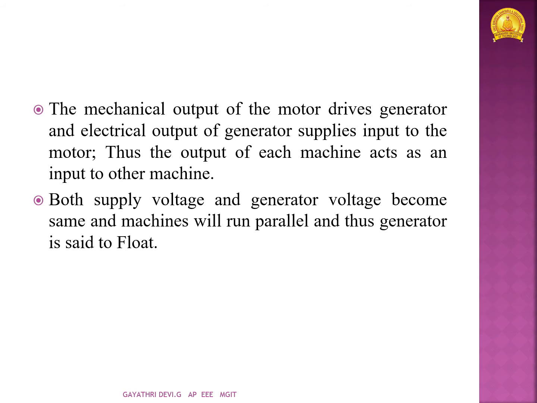Both the supply voltage and the generator voltage become the same and the machines will run in parallel, and thus the generator is said to be in a floating state. Float, or floating state, means the generator is neither taking nor giving any current to the supply.